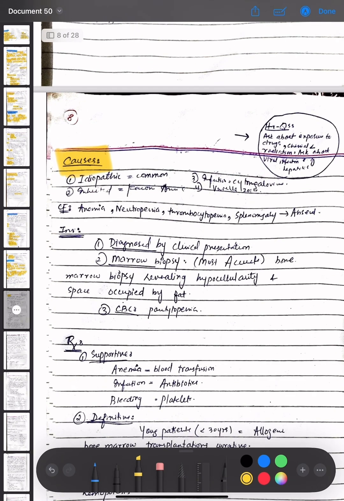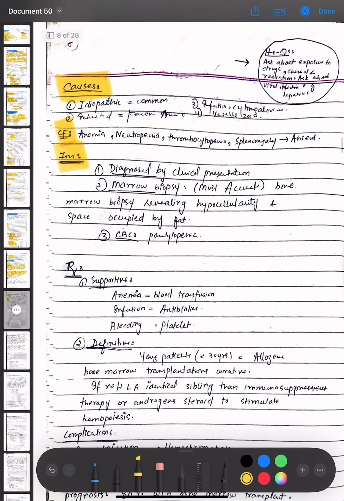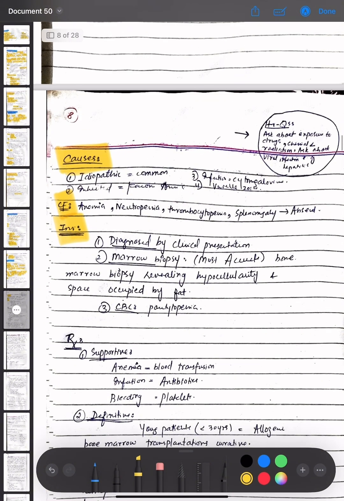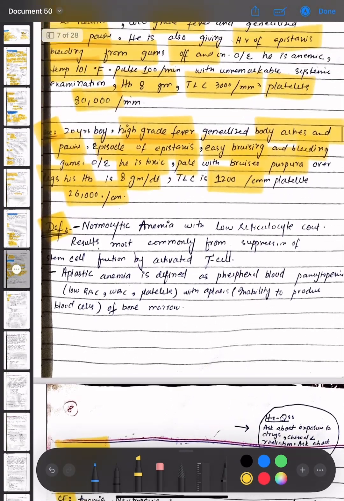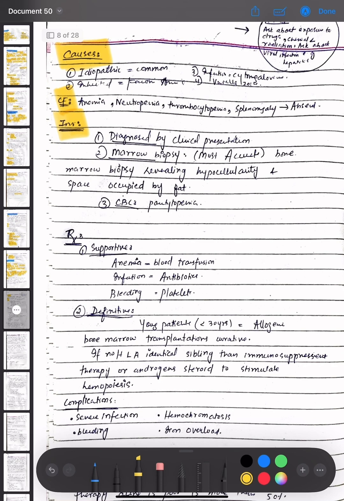The clinical features are anemia, neutropenia, thrombocytopenia, and splenomegaly is absent in aplastic anemia. The investigation options in aplastic anemia: diagnosis by clinical presentation, then marrow biopsy, which is most accurate, bone marrow biopsy revealing hypocellularity and space occupied by fat, and then CBC, that is pancytopenia.